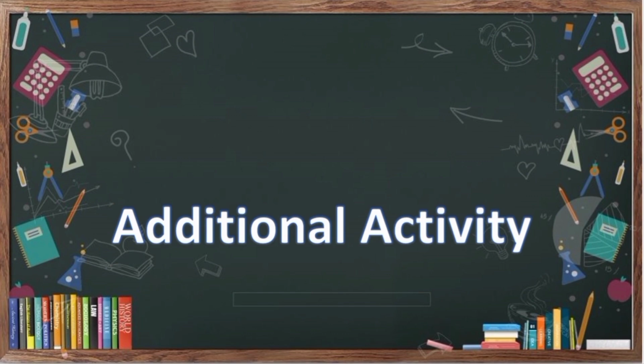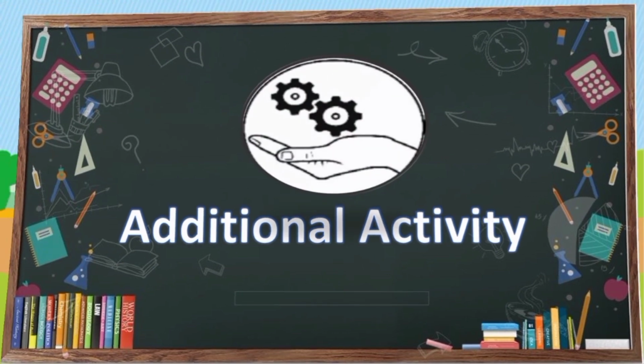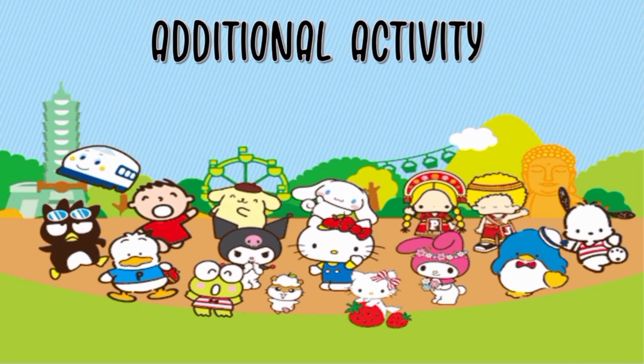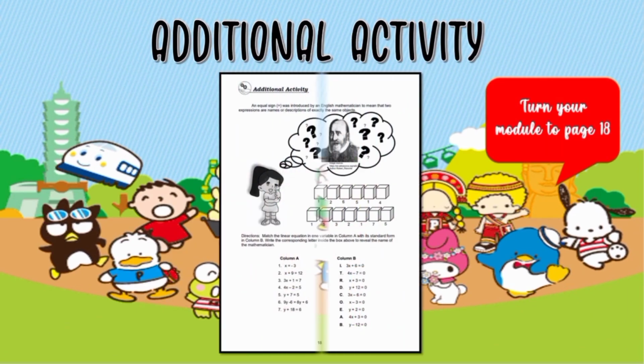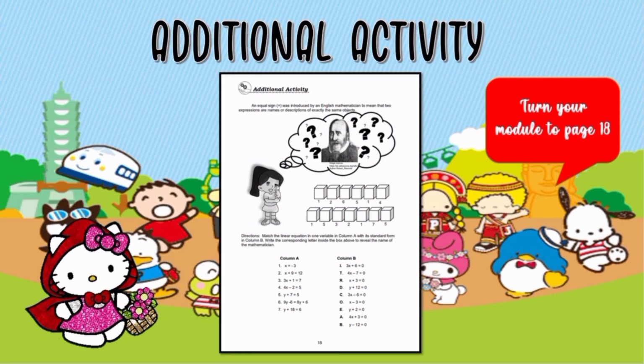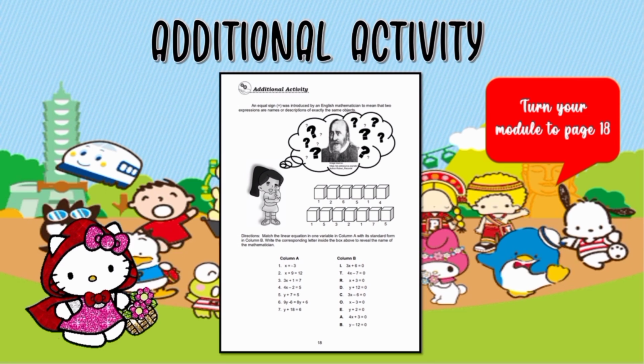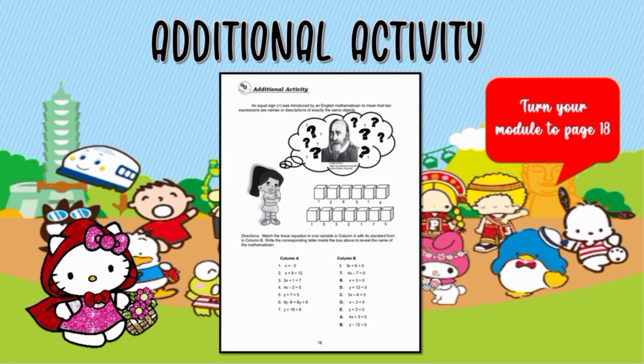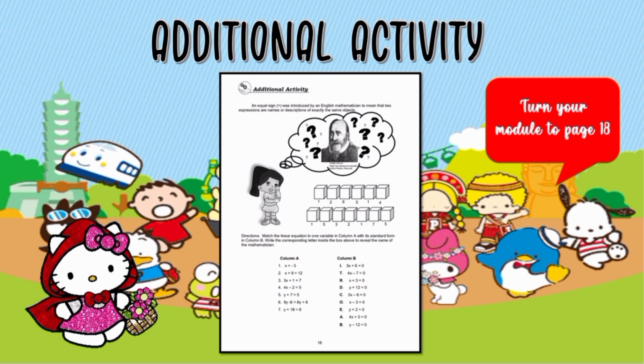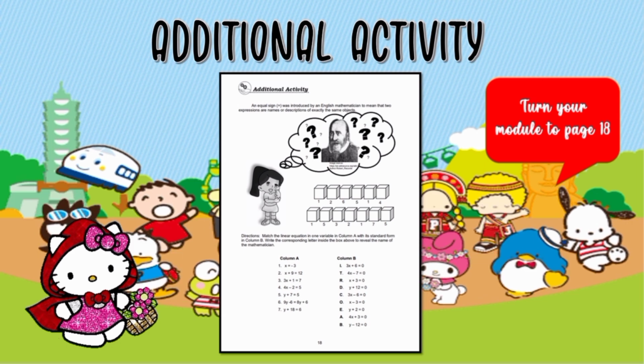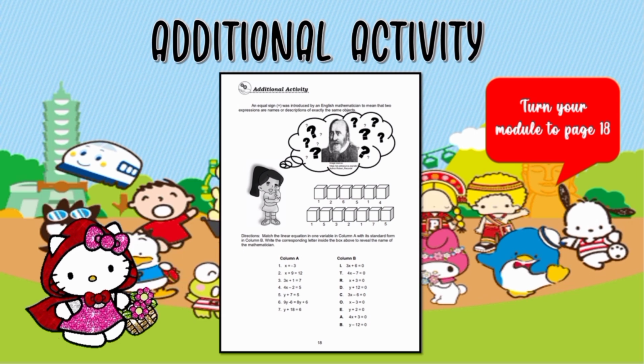Additional activity. Turn your module to page 18. Match the linear equation in one variable in column A with its standard form in column B. Write the corresponding letter inside the box above to reveal the name of the mathematician.